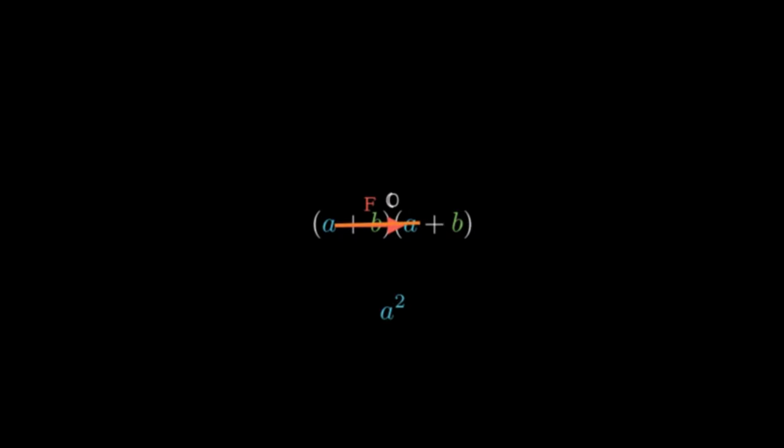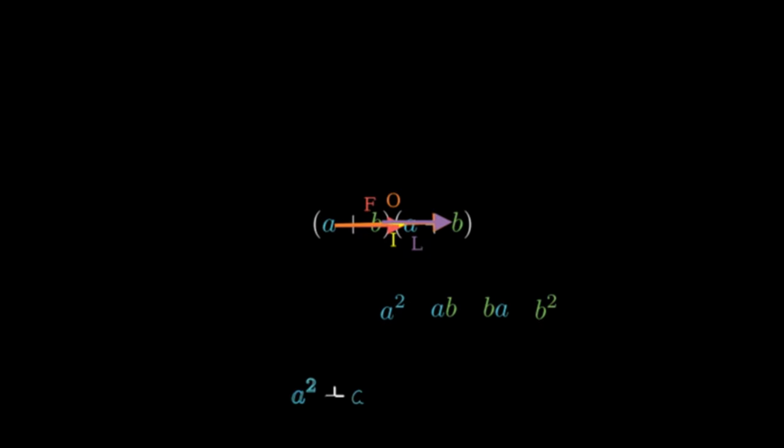Next comes O for outer. We multiply the outer terms, which are the first term of the first bracket with the last term of the second bracket. That's a times b, giving us the term ab. I represents inner, where we multiply the inner terms. These are the last term of the first bracket with the first term of the second bracket. That's b times a, giving us ba. Finally, L stands for last. We multiply the last terms of each bracket, b times b, which gives us b squared.